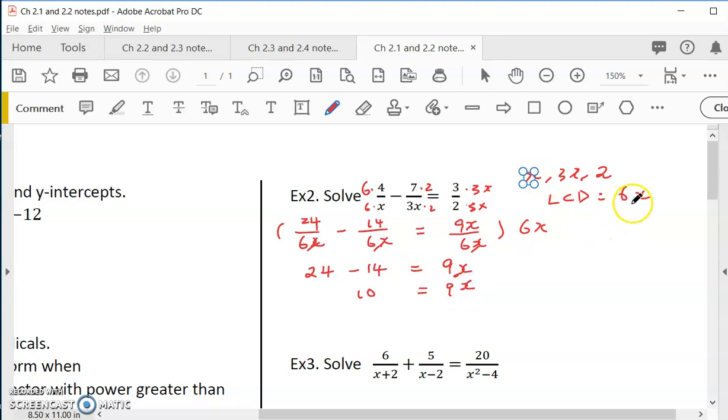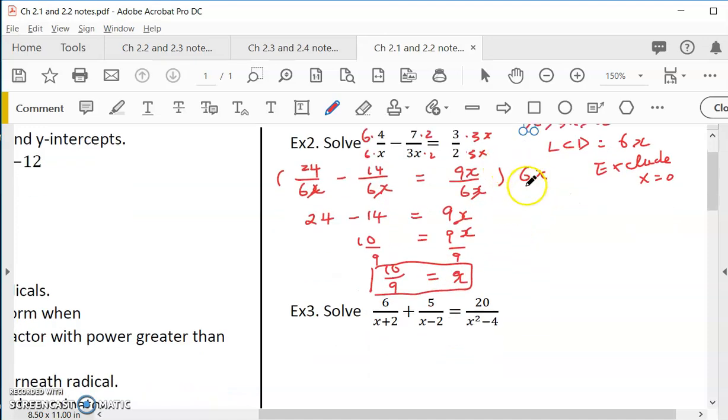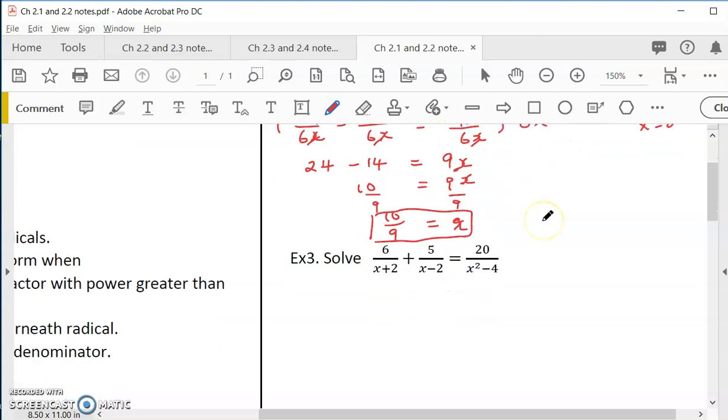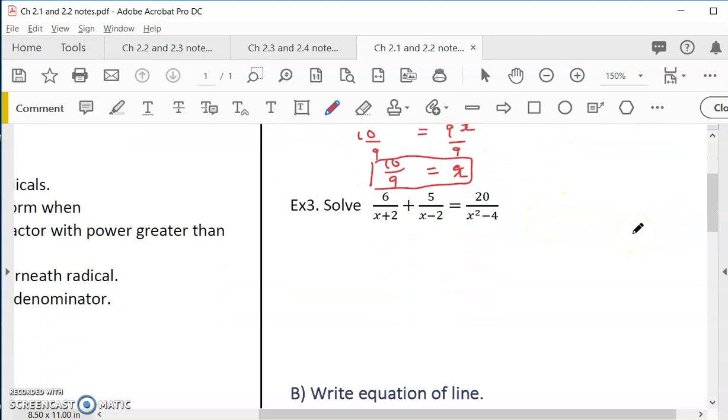Oh, I forgot to check what numbers I should exclude. So if the lowest denominator is 6x, I should exclude 0, right? Exclude x equal to 0. So if I solve anything and it's equal to 0, then I should exclude it. So write this down even before you solve. I forgot that. And then you divide by 9 on both sides. So x is equal to 10 over 9. And 10 over 9 is not 0, so this is a valid solution. That's how you do it. You can multiply by 6x earlier, but I find that if I do it this way, it's easier to understand.